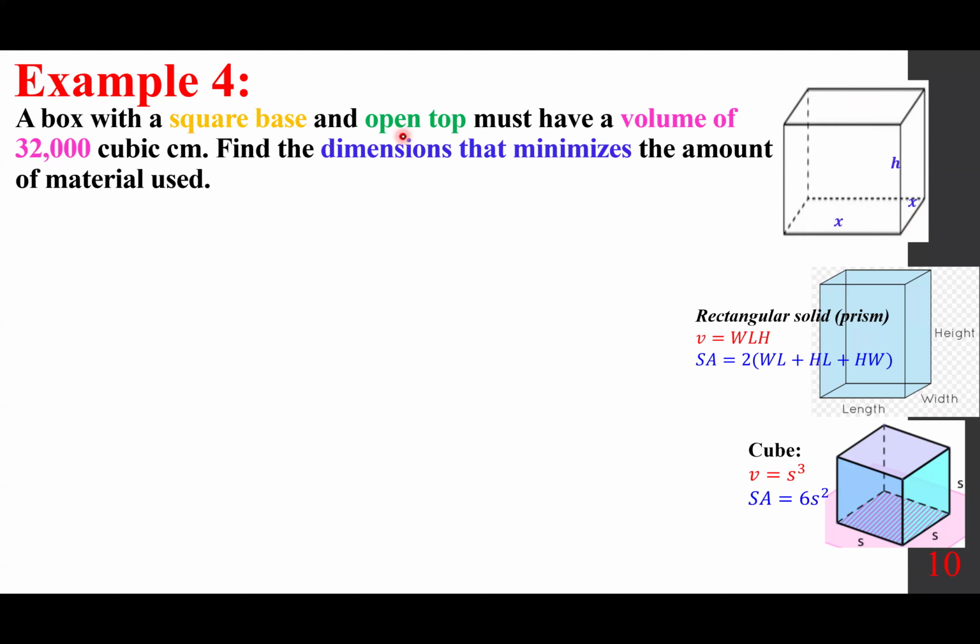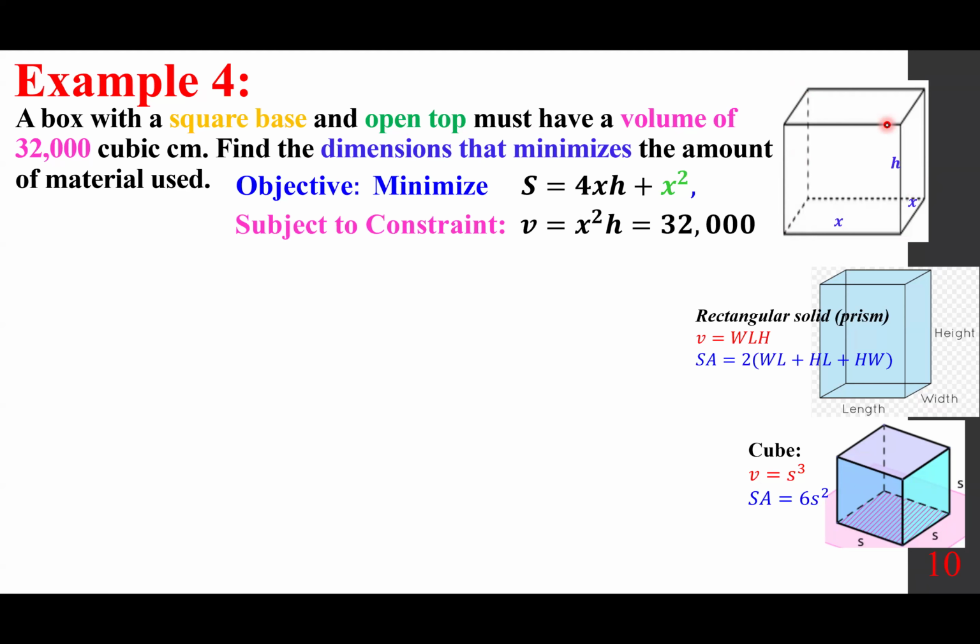However, it indicates that it's open top. We don't need it for the top. And therefore, the objective is to minimize the surface area, which is 4xh, 4 sides, and 1 x squared, not 2, because it's open top. Simply 4xh plus x squared. The constraint is the volume, which is x times x times h. So the volume is x squared h equals 32,000.